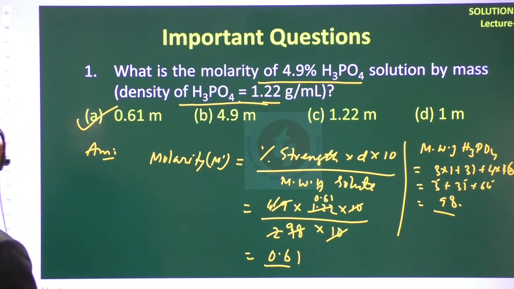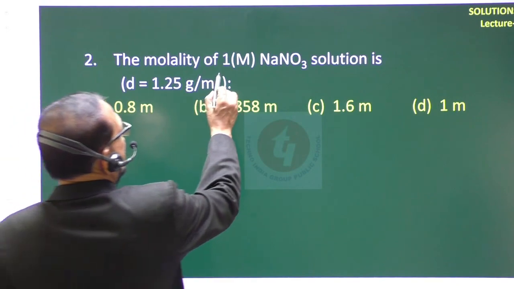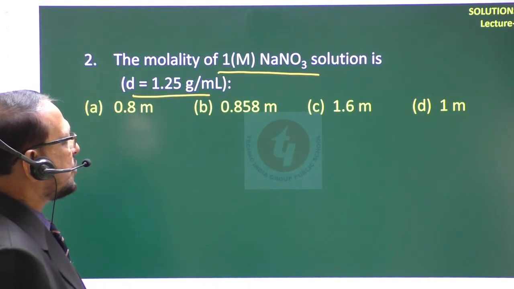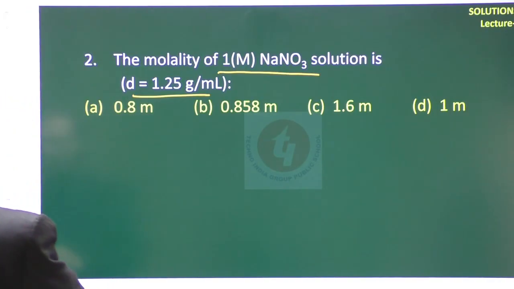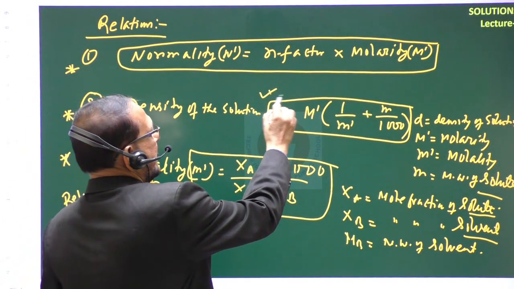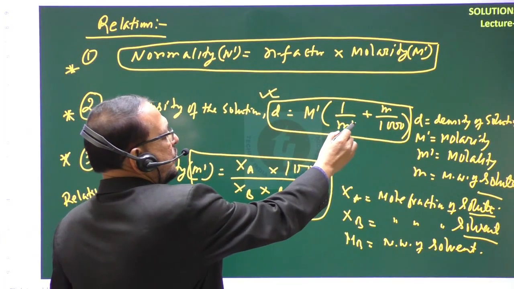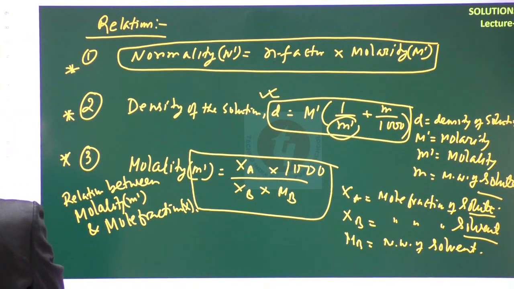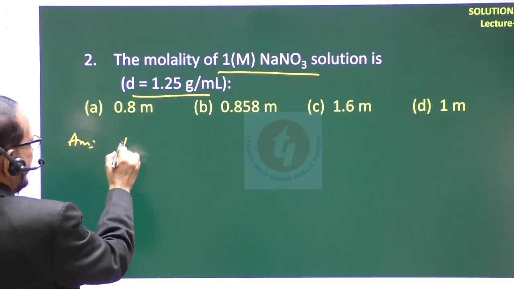Simple. Then numerical number 2. The molarity of 1 molal NaNO3 solution, density is given. How will we do this one? It is very difficult unless you know these relations. Here molality is given, density is given, and you have to find out the molarity. NaNO3 molecular weight is given. So this formula is required.